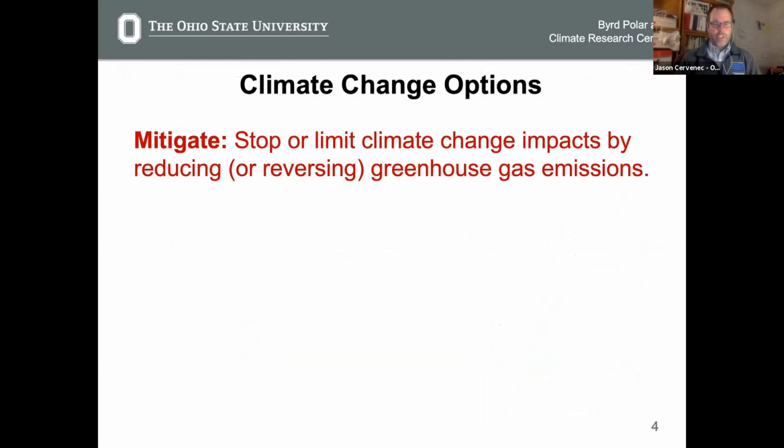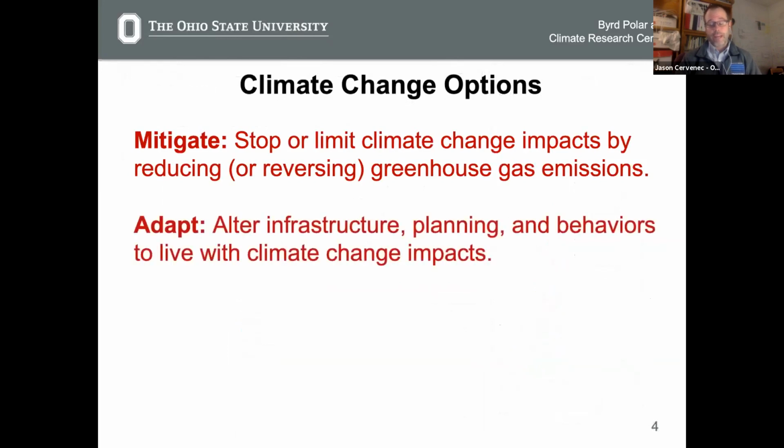I also wanted to set the stage by what steps can be taken. We can look at climate mitigation, so stopping or limiting climate change impacts, or reversing greenhouse gas emissions, something a little bit more complicated. We are already going to see some impacts of climate change, even if we mitigate to a large extent. So adaptation is necessary, altering not just the physical environment, but our behaviors to prepare for the changes that are already here, and those will subsequently arrive over the next 50 to 100 years.